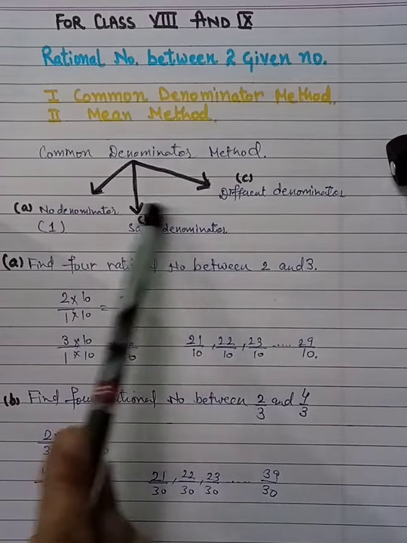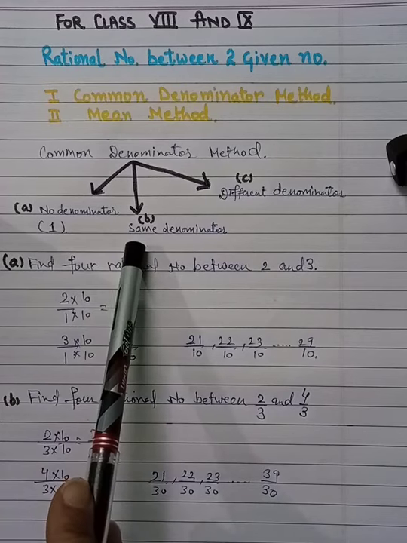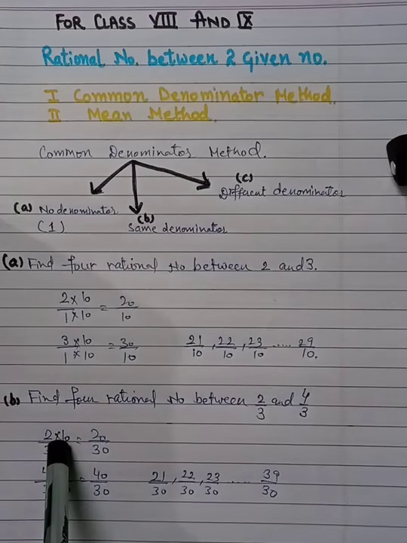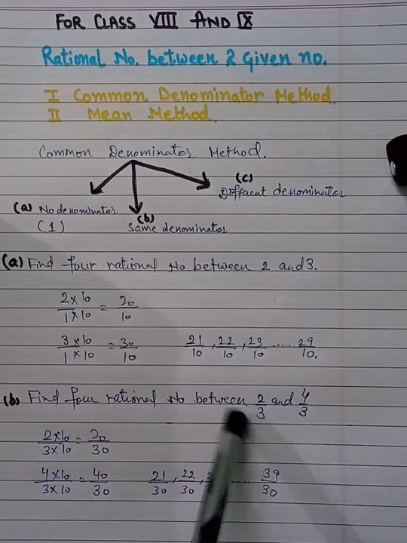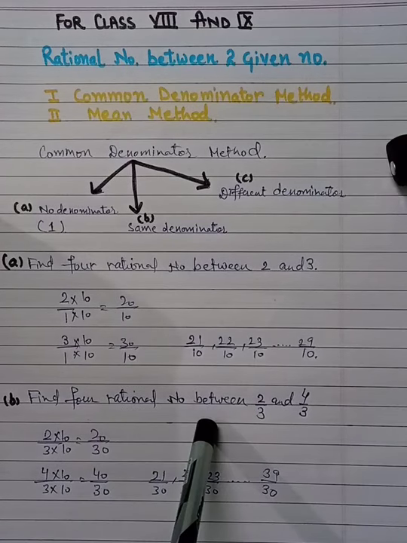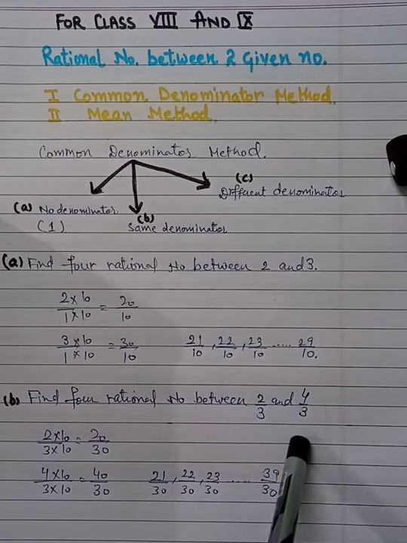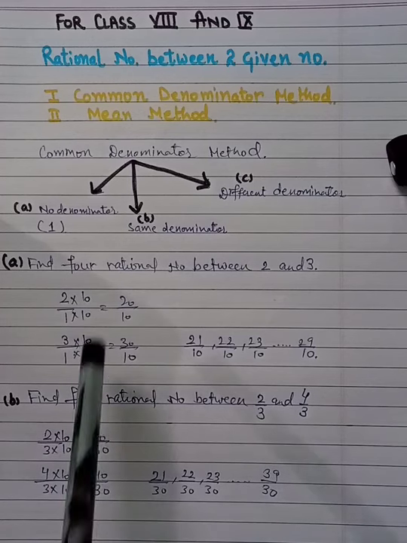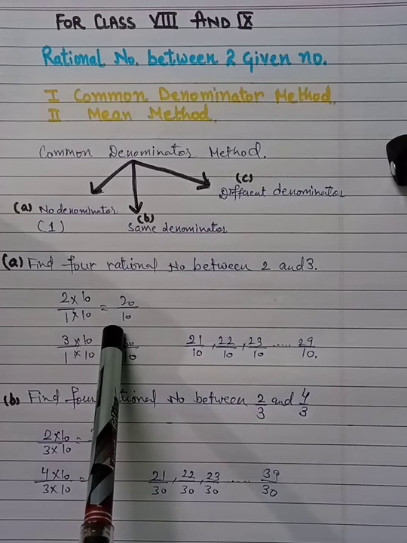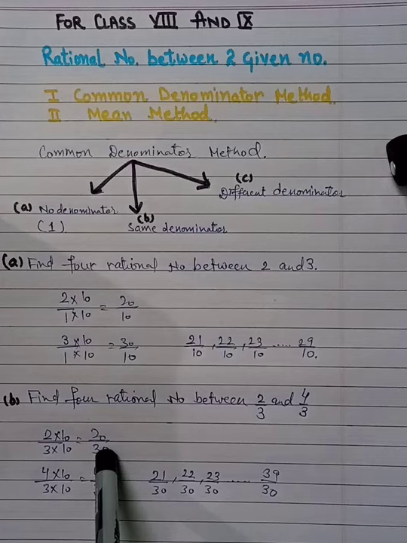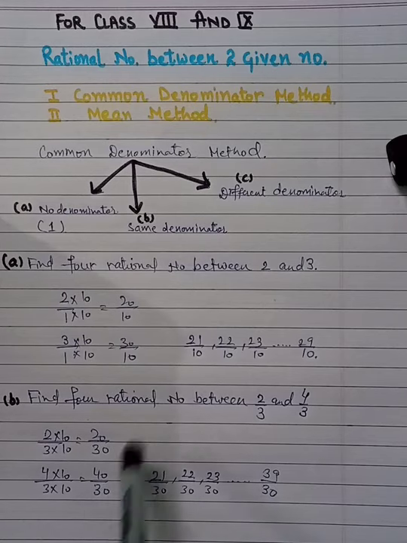Now we will take the second part where the denominators are same. So let's take another question. Now we have to find four rational numbers between 2 by 3 and 4 by 3. So again I have to use the previous method. Here also I have to multiply the numerator and denominator with 10. So I get here 20 upon 30 and 40 upon 30.